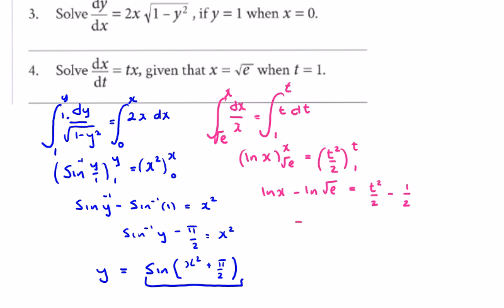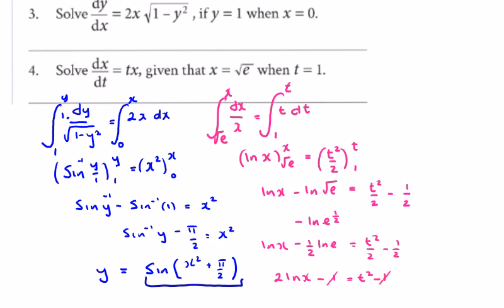So minus ln e to the power of a half becomes minus a half ln e. So we have ln x minus a half ln e is equal to t squared over 2 minus 1 over 2. So if I multiply by 2, I get 2 ln x minus ln e, which is equal to 1, is equal to t squared minus 1. The minus 1s will cancel.